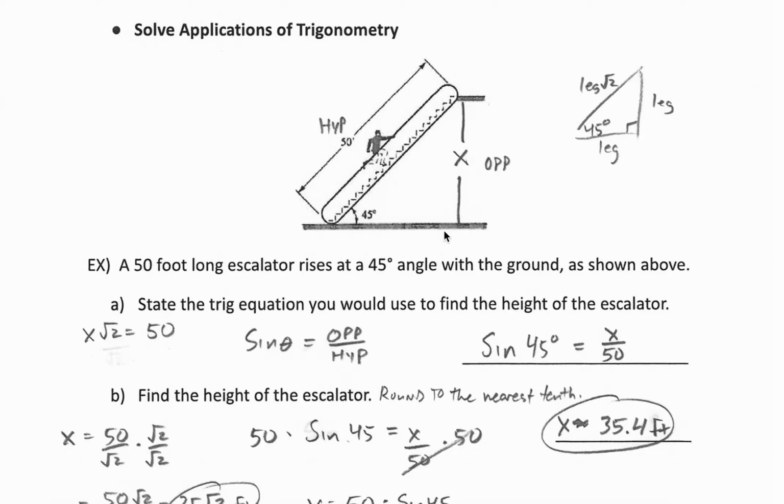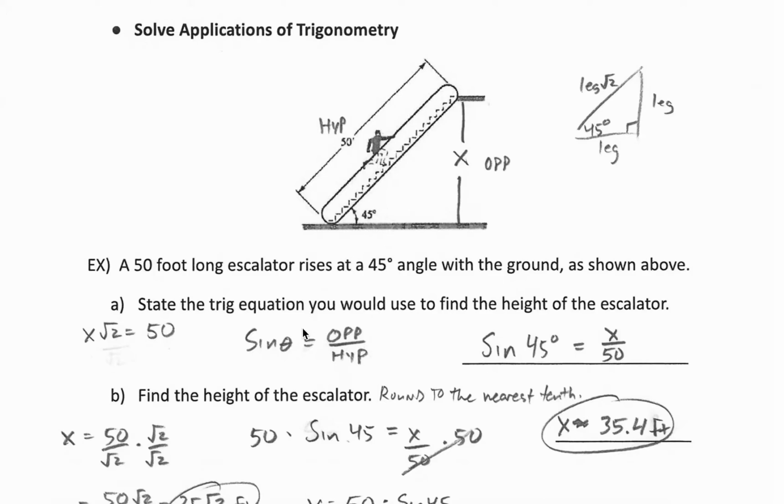So let's label our diagram, and let's see if we can see a right triangle inside here. This would be the hypotenuse in our right triangle. This would be the angle of elevation, and we're asked to solve for this vertical length here, which is going to be opposite from this angle given to us. So using an opposite side and a hypotenuse, we're going to use the sine equation. Sine is the trig function that goes with opposite and hypotenuse.